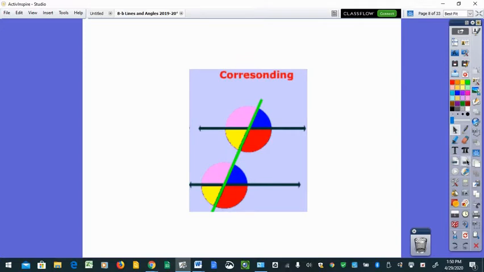The last one is the corresponding. Now there's 4 pairs there. So look at the two blue, upper right of their group. Look at the two red, lower right of their group. The two yellow, lower left of their group. And the two pink, the upper left of their group. And you can see how they have the same measure, like the red and the red, the blue and the blue. They have the same number of degrees. They are congruent angles.